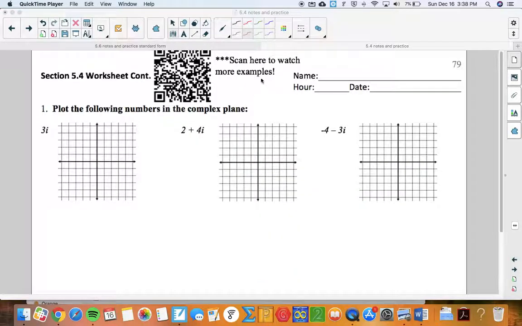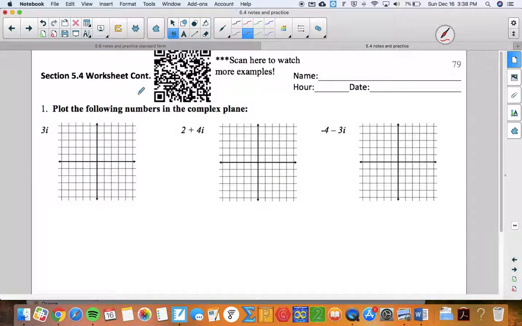Folks, this is 5.4 continued. Now we're graphing numbers in the complex plane. The complex plane has imaginary values right there, and your x values are right there. So here you're going to think of this as 0, 3. So it'd be right there.